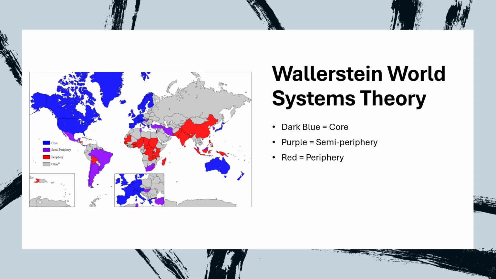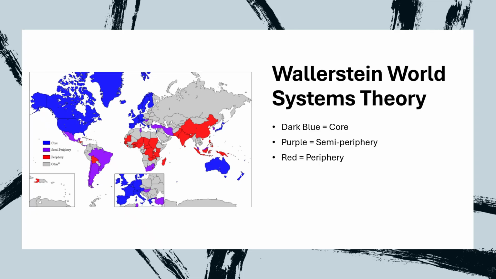The core also depends on the periphery to buy resources, should they need them. The semi-periphery sells products to the core and buys natural resources from the periphery. Finally, the periphery sells resources to both semi-periphery and core to bring investment into their countries. All three are dependent on each other.